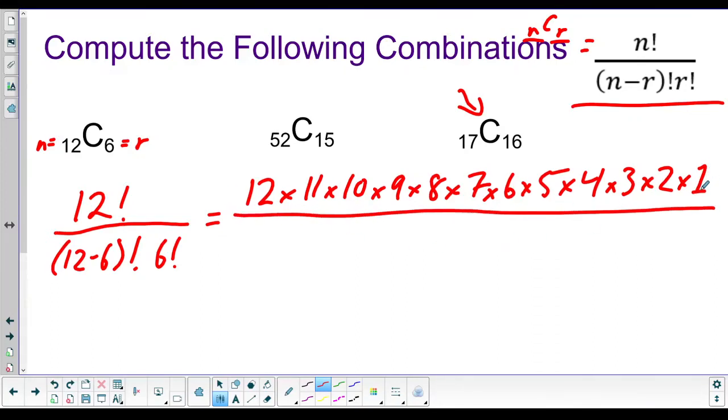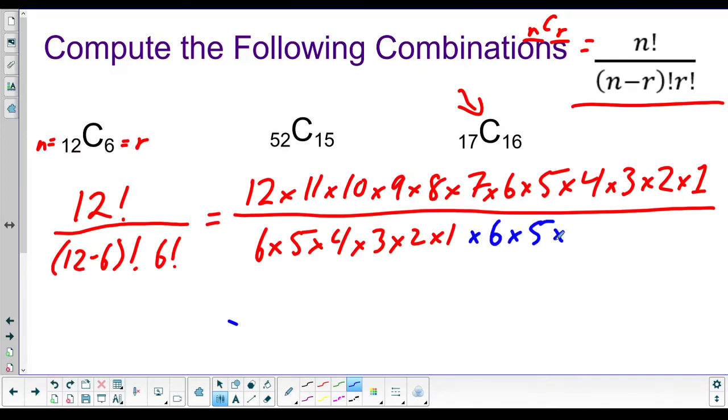So this is 12 factorial. 12 minus 6 is 6. So this is 6 factorial. So we're going to have 6 times 5 times 4 times 3 times 2 times 1. And then we have another 6 factorial. So times the same thing again, right?